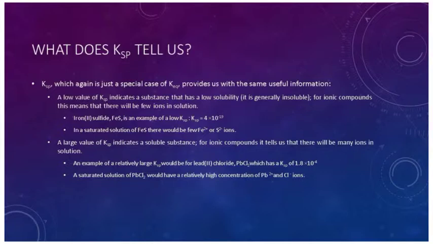A very large value of KSP indicates a soluble substance. For ionic compounds, it tells us that there are many ions in solution. An example of a relatively large KSP would be for lead(II) chloride, or PbCl2, which has a KSP of 1.8 times 10 to the 4. A saturated solution of PbCl2 would have a relatively high concentration of Pb2+ and Cl- ions.